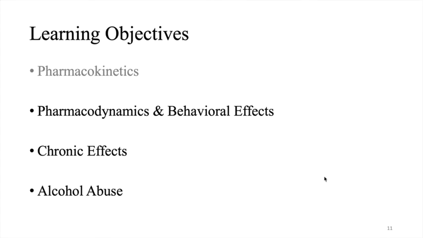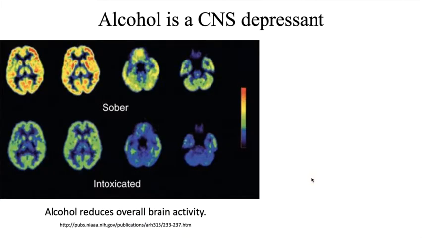All right, so today we're going to talk about the pharmacodynamics and behavioral effects of alcohol. So overall, alcohol is a CNS depressant. What's being shown here is a SPECT scan of a brain. I believe we have a male and a female brain, and we're looking at the brain activity as the participants drink more alcohol over time.